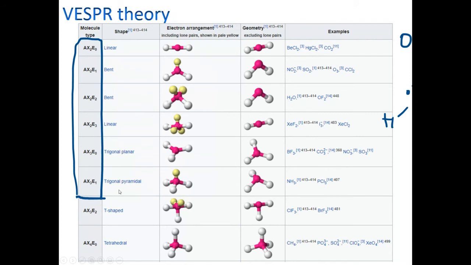The reason for that is simply because I want you to be able to recognize tetrahedral structures, trigonal pyramidal, trigonal planar, linear structures, bent structures, this kind of stuff. Again, we're going to talk about that later when I talk about hybridization.